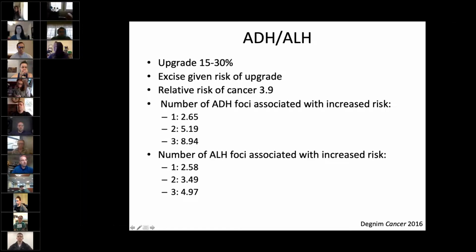Same is true of ALH. So anytime you have multiple foci of atypia, you have to worry a little bit more about those patients. So these are their increased relative risk compared to a patient without atypia. Again, 3 foci of ADH is 9 times the average risk, which is probably on the order of high grade DCIS.